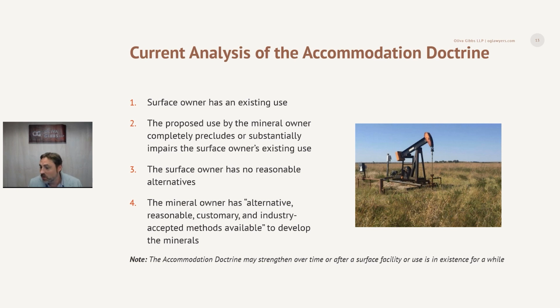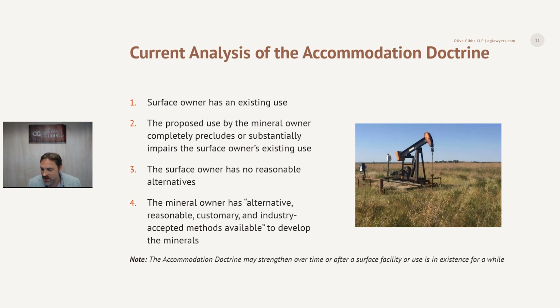The proposed use by the mineral owner has to completely preclude or substantially impair the surface owner's existing use. Again, think about Getty. The surface owner has no reasonable alternatives. So in other words, Jones couldn't just go build a 20-foot tall irrigation system. He couldn't move his crops. He couldn't really move his irrigation system or come up with an alternate irrigation system. So again, the surface owner has to have no reasonable alternatives, and the mineral owner has to have alternative, reasonable, customary, and industry accepted methods available to develop the minerals. Again, back to Jones, apparently digging a big hole, but that's enough about that.